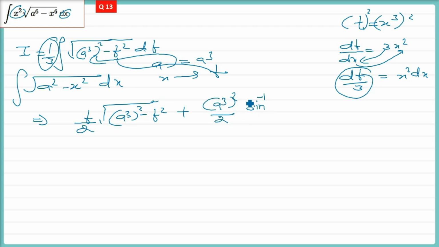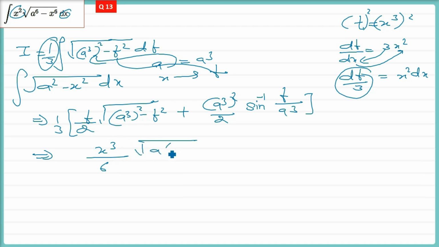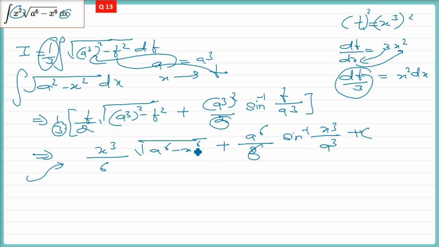And then sine inverse x by a, that is t by a cube. Now wherever you get t, just replace it by x cube. So x cube by 2, but there is a 3 also outside, so multiplied by 3 in the denominator, 3 times 2 will come. So x cube by 6 under root a raised 6 minus t square. What is t square? Again x raised 6. Plus a raised 6 divided by 6 because 1 by 3 is already outside, sine inverse in place of t, x cube divided by a cube, plus constant of integration. This is your integration result.